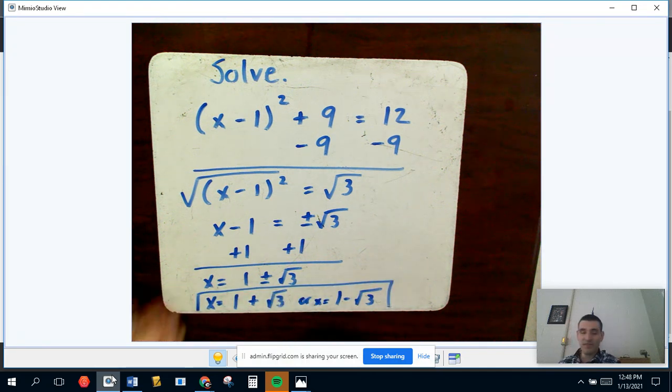Two points of emphasis to leave you with. Number 1, you can only do it if you see one variable in one place, so if you see x squared and x, you can't do it. Also, make sure to put the plus or minus there.